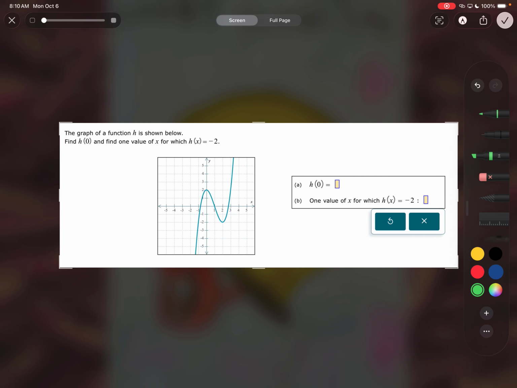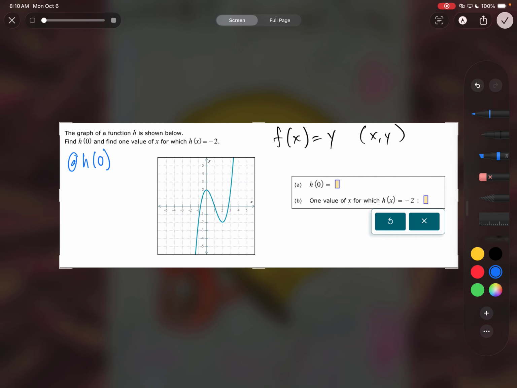So graphs of functions. We kind of talked about this the other day for a second, but if you have f of x, this always equals y, and this is like the point x, y. So whatever's inside the parentheses is your x, and whatever it equals is your y. The biggest thing about this is identifying which is your x and which is your y. So for A, it says h of 0.